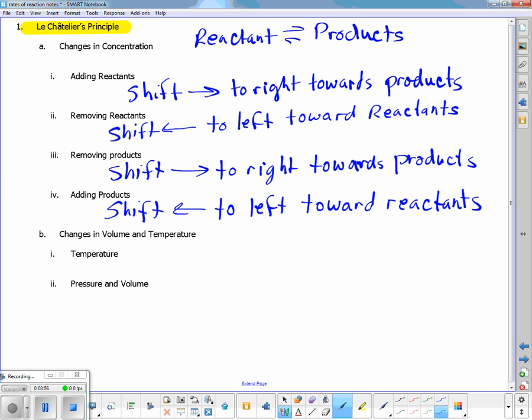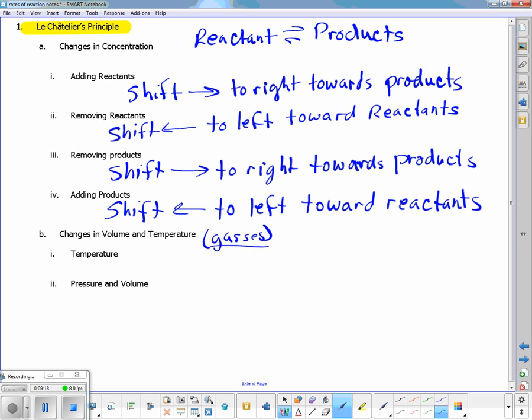Okay, the next part has to do with only gases. So when I'm looking at a reaction, I look at the gases for this part. If there's no gases, volume and pressure have no effect. But if there's gases, there is an effect.